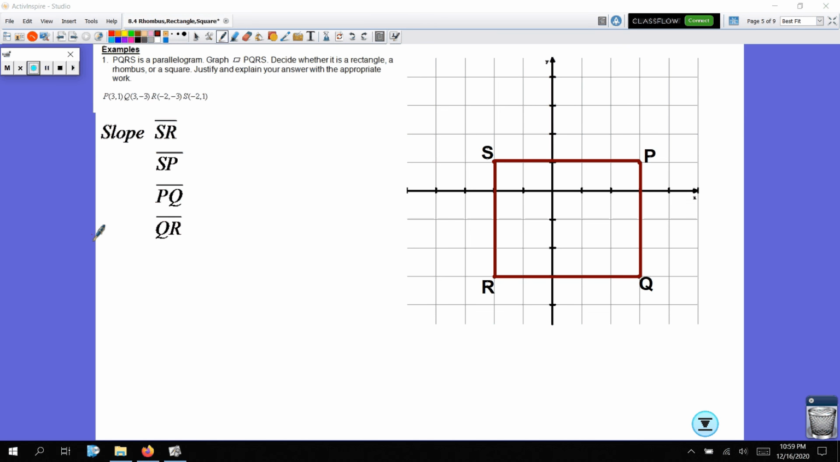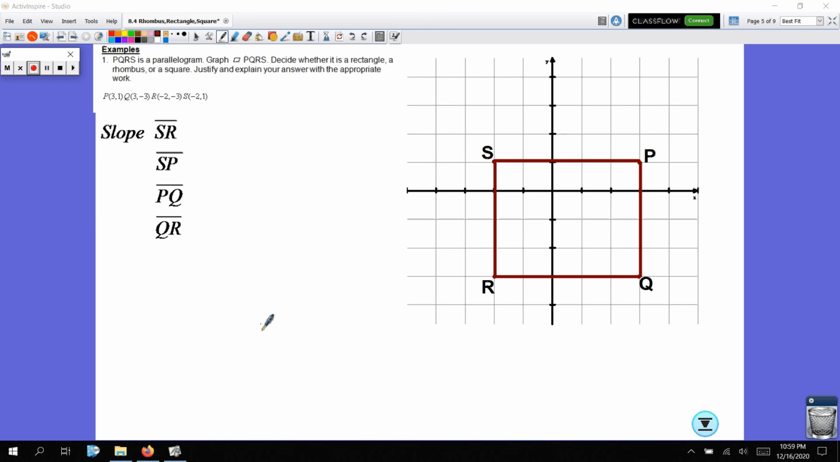Okay, so here I have a parallelogram PQRS. I have graphed it here on the coordinate plane. We need to decide whether it is a rectangle, a rhombus, or a square. The first thing I want to think about is the slope.